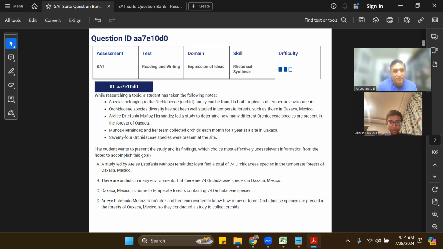Sir, this one would be A, right? Yeah, that's correct. The question says he wants to present the study and its finding. So the study is also there, led by these people. This is the finding: identified a total of this many species. So they talk a little bit about the study and a little bit about the result also, right? Yes, sir, that's correct.